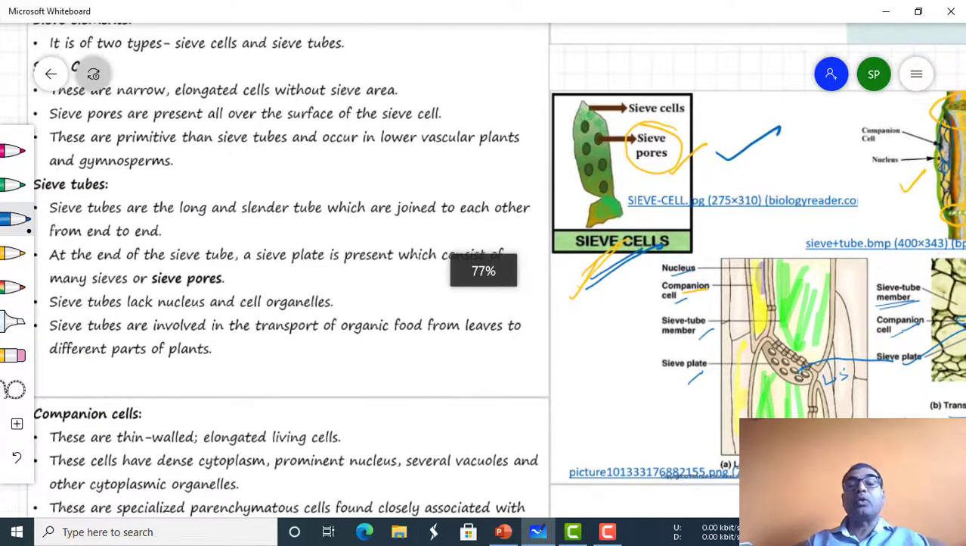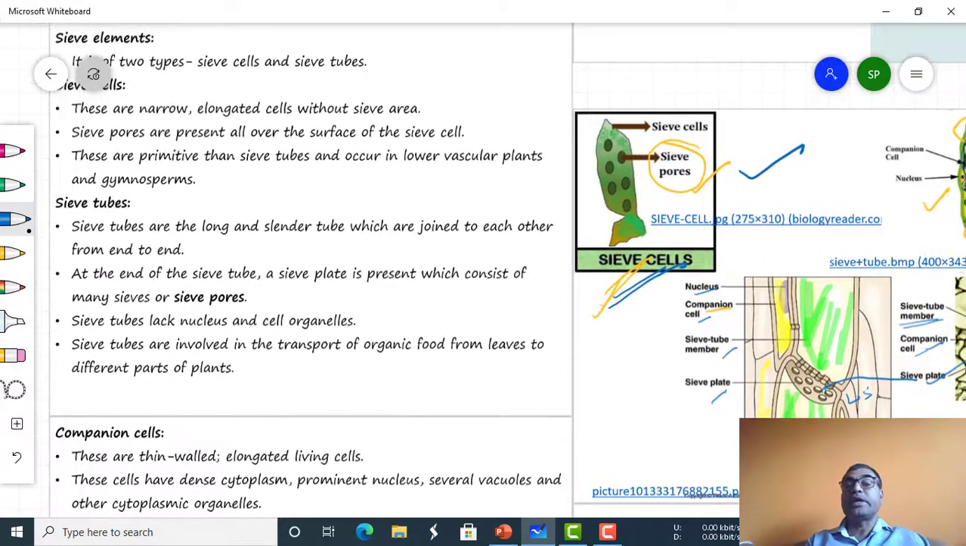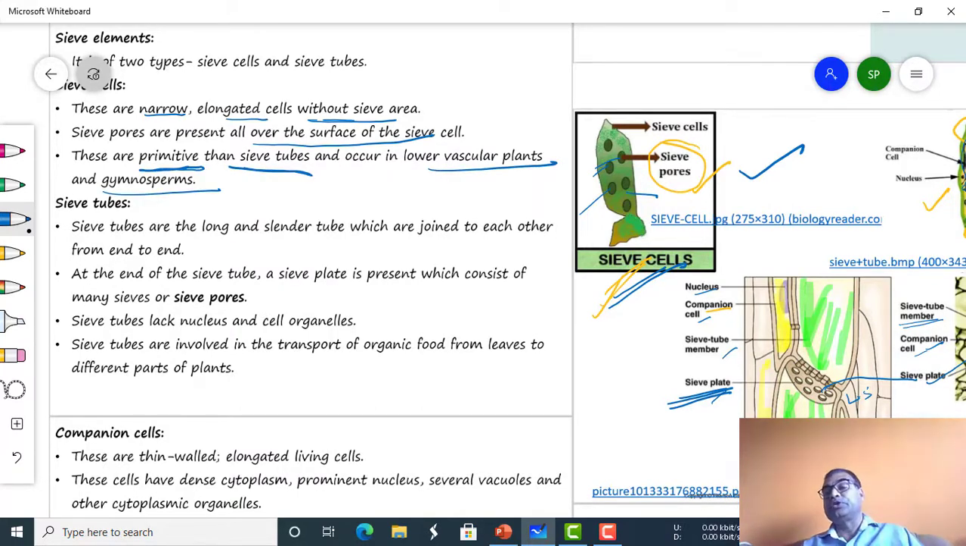These are narrow, elongated cells without a sieve area. Which is the sieve area? If you see this figure, this sieve plate is the sieve area, which is present only in the sieve tubes and not present in the sieve cells. So these are narrow, elongated, without sieve area or sieve plate. Sieve pores are present, no doubt. Here sieve pores are present all over the surface of the sieve cell. These are primitive compared to the sieve tubes and occur in lower vascular plants as well as in gymnosperms.